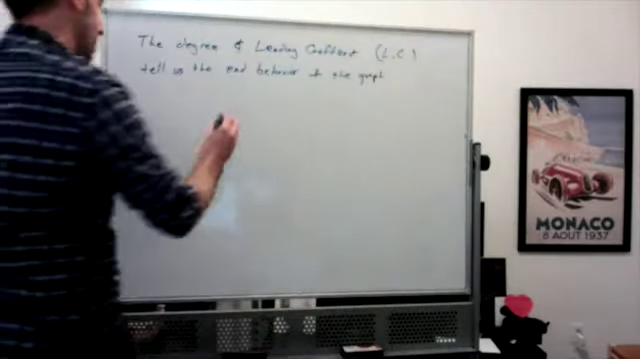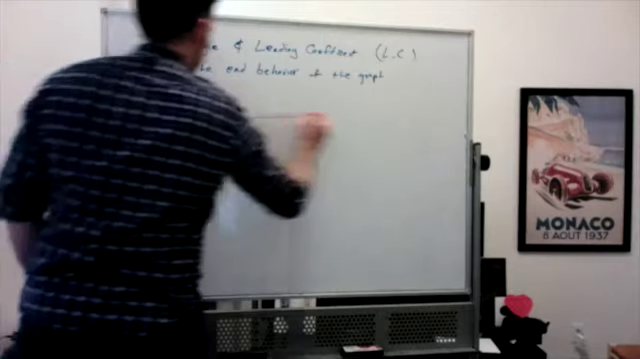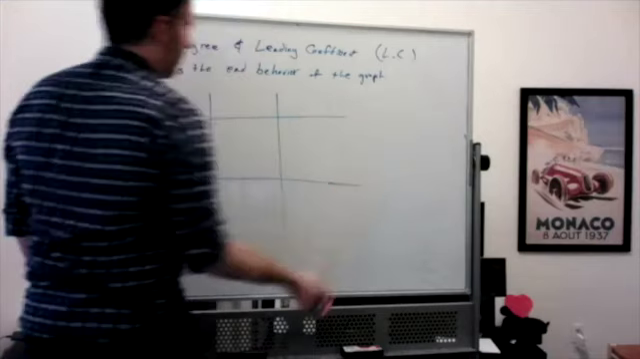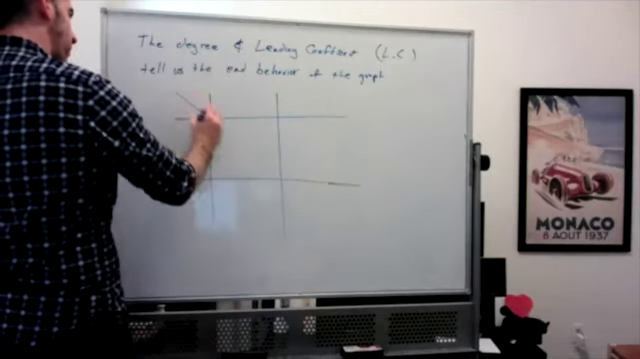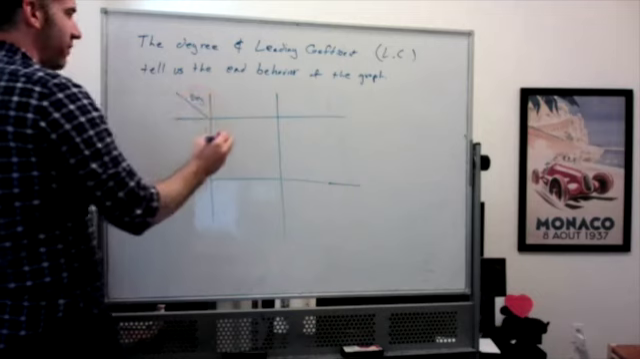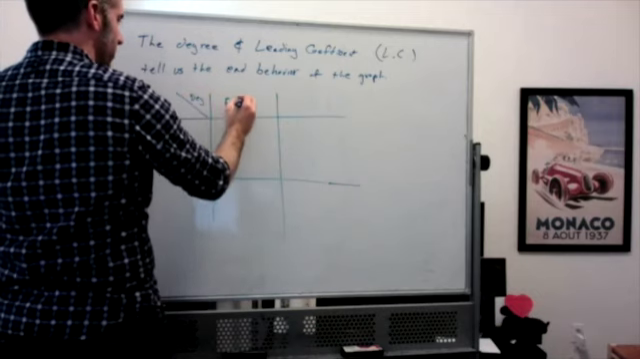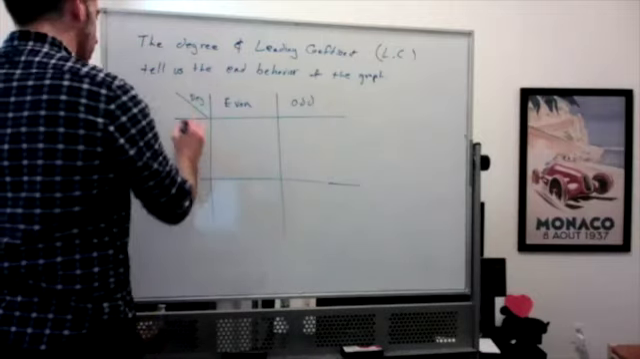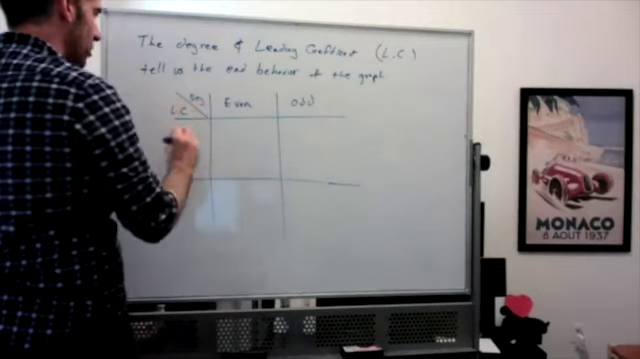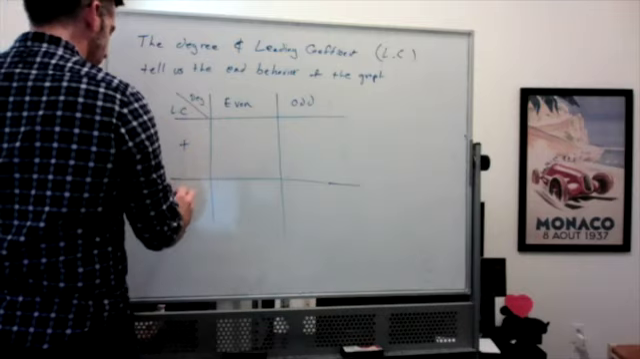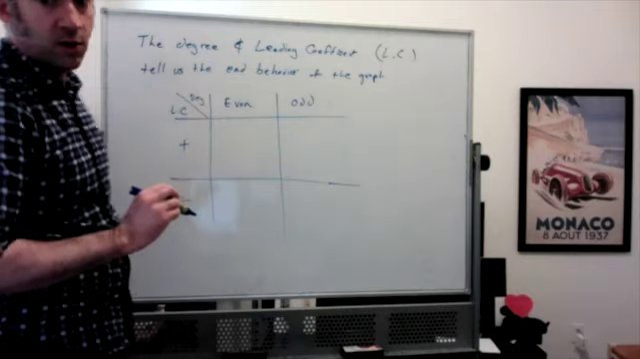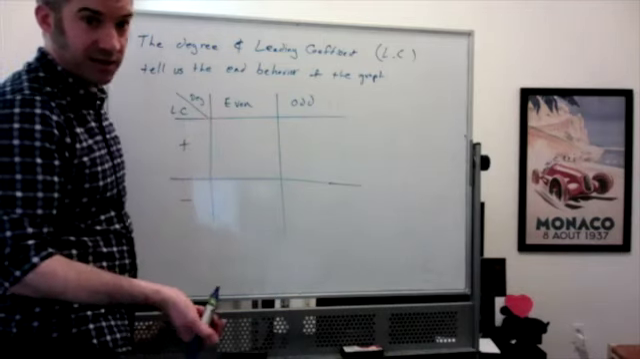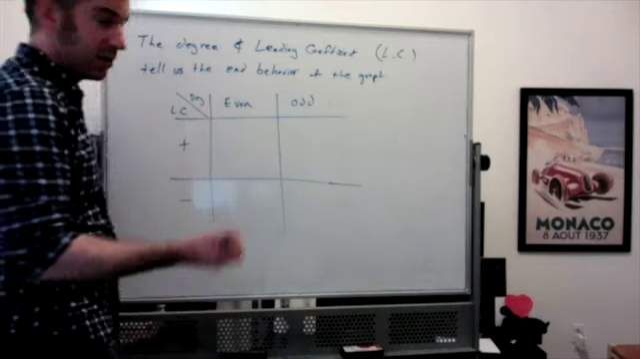So here's the chart. You've got two choices for the leading coefficient and two choices for the degree. For the degree, we have that it's either even or odd. For the leading coefficient, we have that it's either positive or negative. So if the degree is even and the leading coefficient is positive, I like to think of something like y equal to x squared.